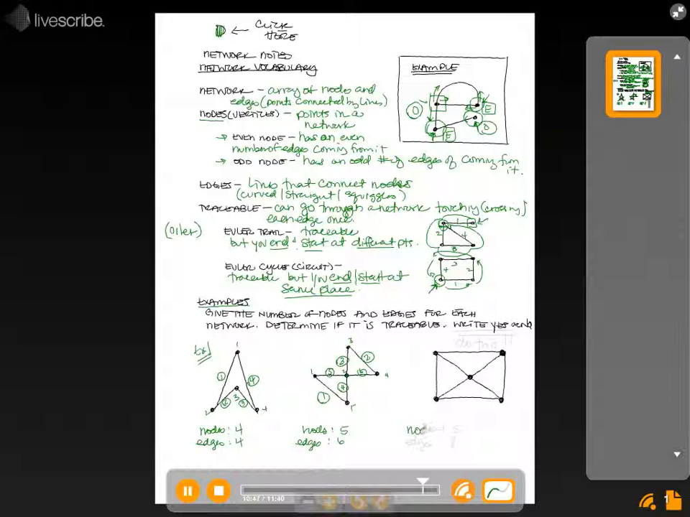Last one, there are 5 nodes, and there are 1, 2, 3, 4 edges on the outside, and then 4 edges in the middle, so there are 8 edges total.